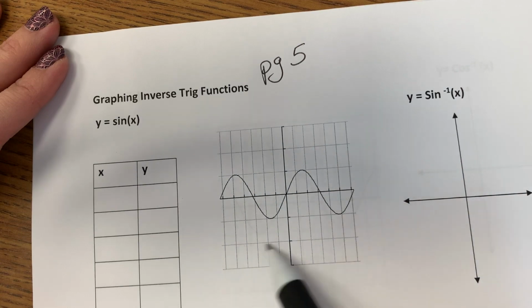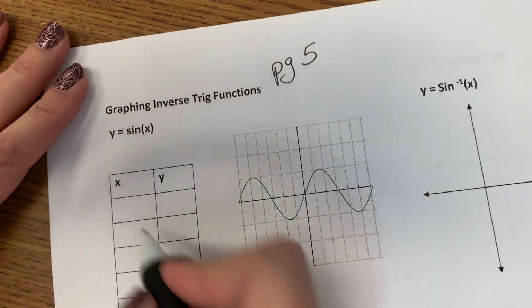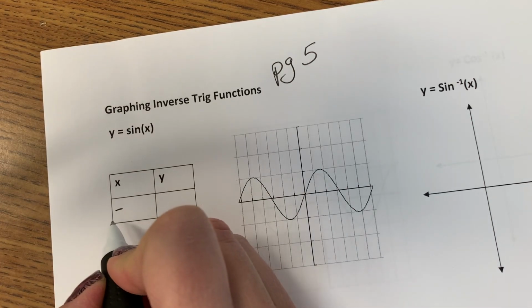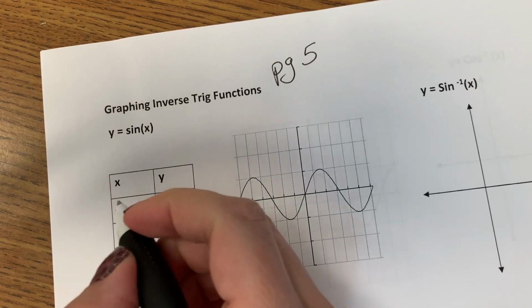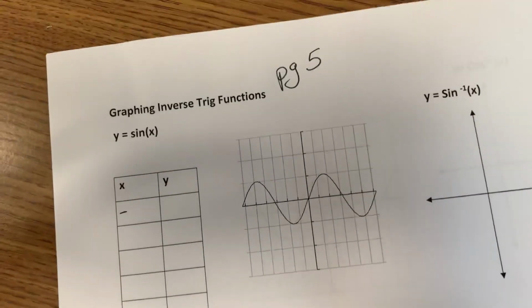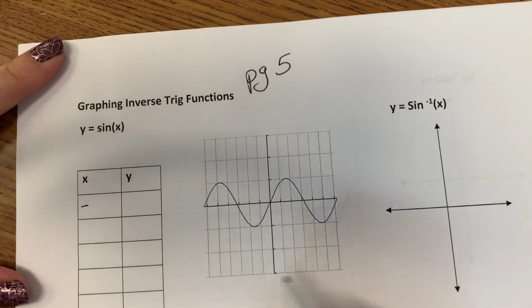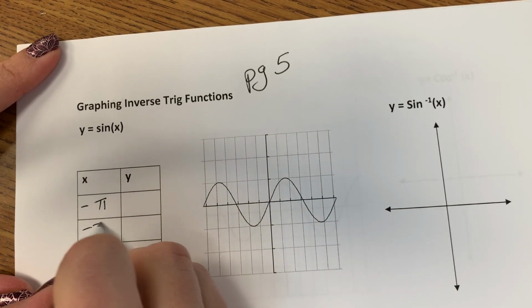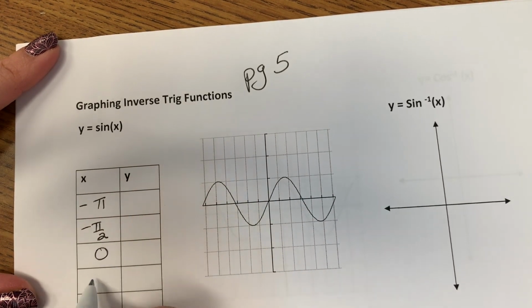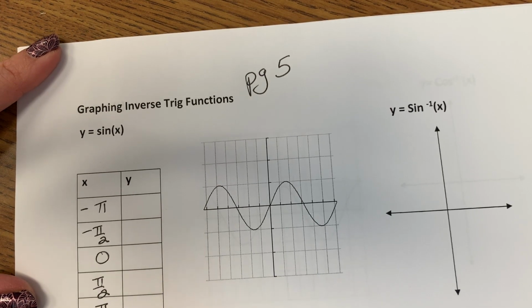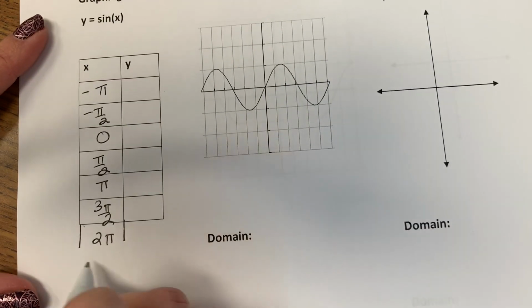So from our parent function of sine, I'm going to fill in my critical values. Let's go, whoa, sorry. I just smacked the iPhone holder stand, sorry about that. Let's go from negative pi through our critical values up to 2 pi. Then we're gonna add a box on here.